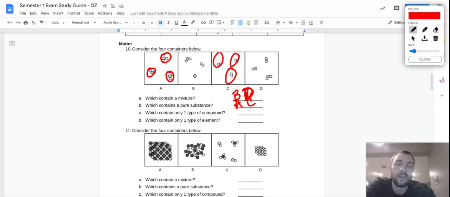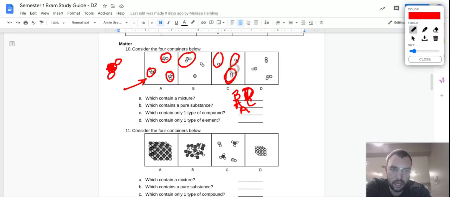C, which contain only one type of compound. A compound is when we have two or more atoms that are bonded together, and we know that things are bonded together when they're touching. So here, this is pure. They're all the same. And we have different types of atoms that are bonded together. We have a shaded one, and that's a little bit different than the unshaded ones. So A is going to only have one type of compound. B, here's a compound, but it has other stuff in there, so it's not only one type of compound.